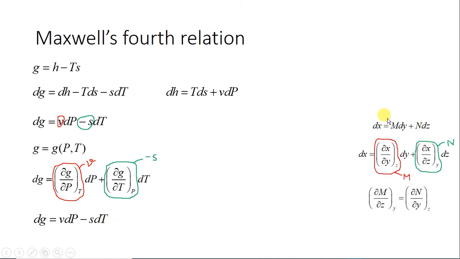Again, remember the fundamentals of partial differentiation. From that, what you can write? Dou V by dou T when pressure is held constant equal to minus of dou S by dou P when temperature is held constant. This is Maxwell's fourth relation.